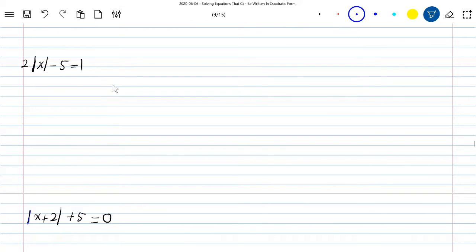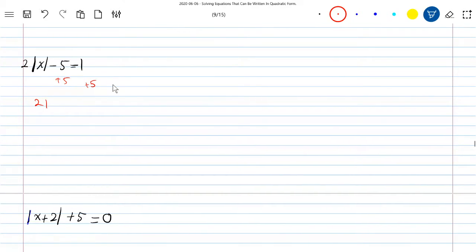How about this one? 2 times absolute value of x minus 5 equals 1. You always isolated the square root if you remember. You always isolate the absolute value as well. It's the same structure. This is very common. If you're solving an absolute value or square root, you always want to isolate. So what do I do? I add 5 to both sides.